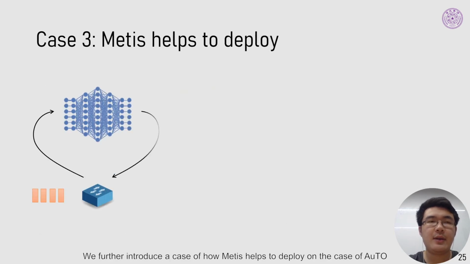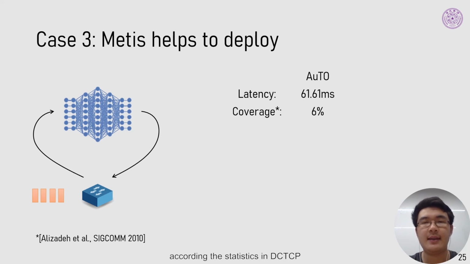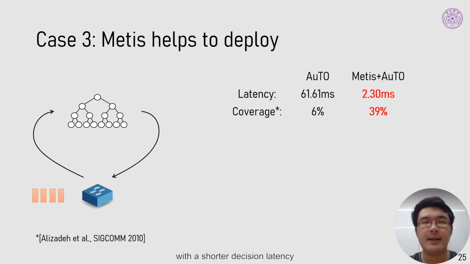We further introduce a case of how Mattis helps to deploy Auto, which is a deep learning-based data center flow scheduling optimizer. The per-flow decision latency of Auto is 62 milliseconds on average, during which 94% of short flows in data centers will run out according to the statistics in DCTCP. Converting DNNs into decision trees enables us to make per-flow decisions for more flows with a shorter decision latency.